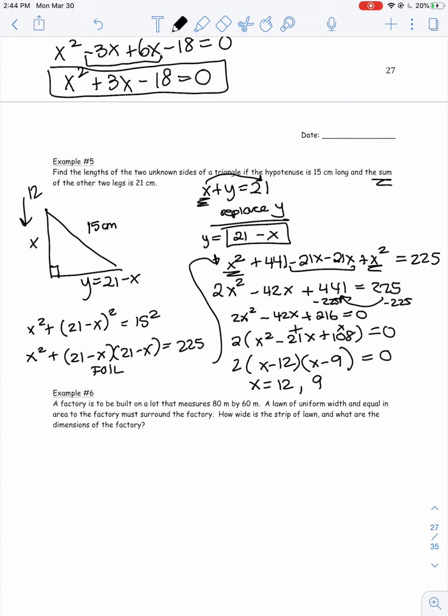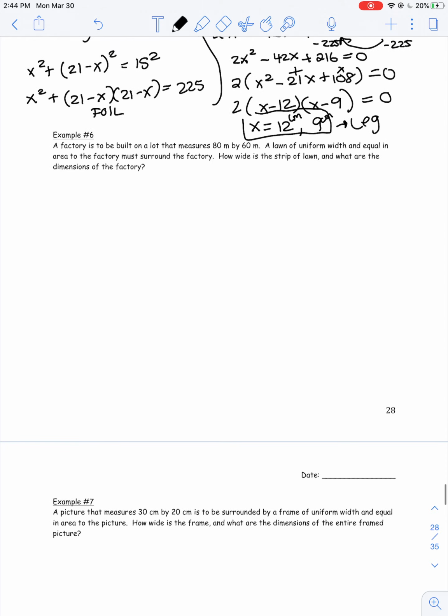So what that means is those are your two dimensions. Going back to this triangle, if this side is 12, then 21 minus 12 gives you 9. So that'll be your other side length. Or if this side equals 9, the other side length will be 12. So that's what they mean. They're interchangeable. The legs can switch. These are the legs. Don't forget to put that there in centimeters, and that would be your answer.